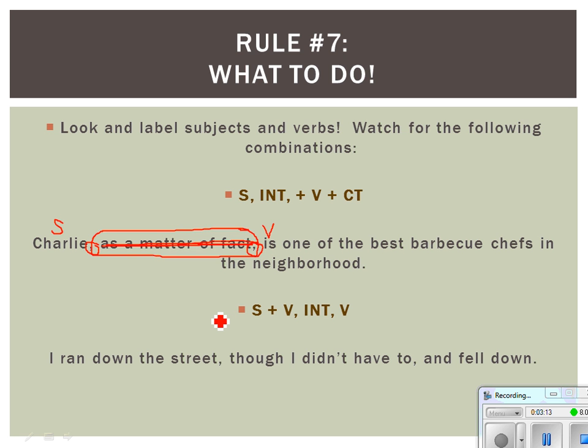Sometimes interrupters come after the verb, or they come in between two compound verbs in this case. So it says, I ran down the street, though I didn't have to, and fell down. So we have an interrupter after the first verb, but before the second verb. Again, I want to test. Can I get rid of it? If I can, and the sentence still makes perfect sense, I know it's an interrupter, thus I need commas around it.